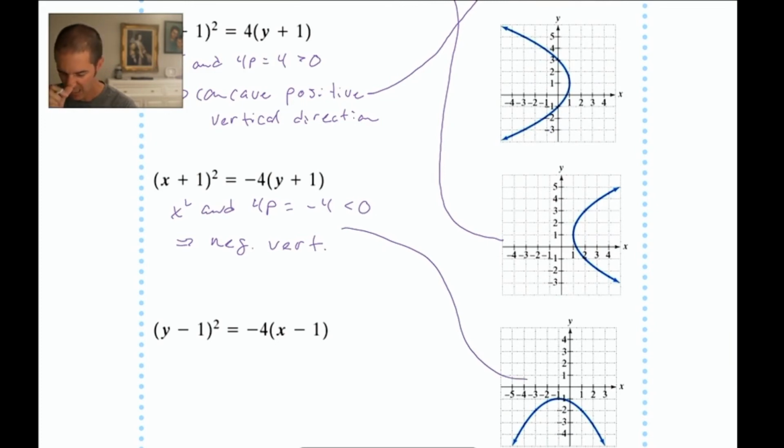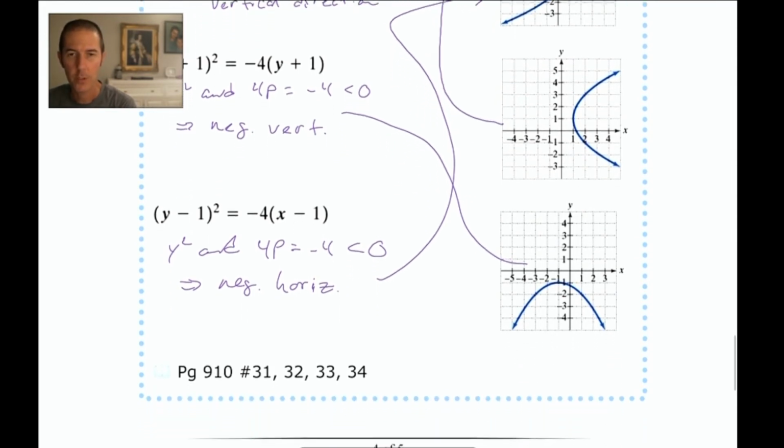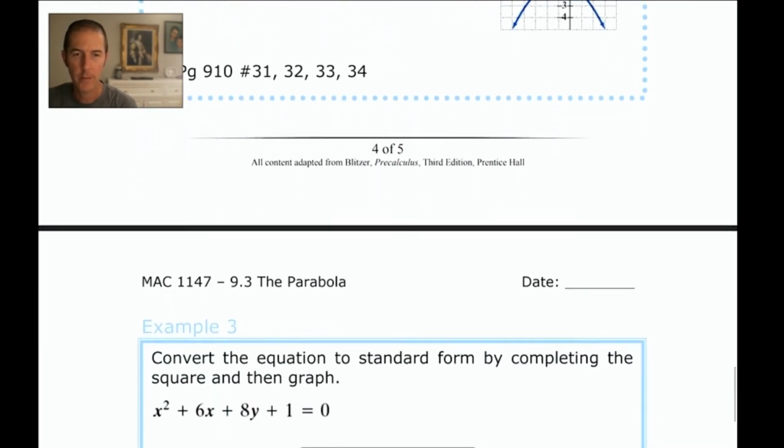And lastly, we have x equals y squared, so we're horizontal again with our concavity in the negative direction. So y is squared, and 4p equals -4, which is less than 0. Therefore, negative horizontal for concavity. Excellent. So a bit of practice identifying some characteristics that would allow you to draw a sketch enough to get oriented, and then you can fill in some details.